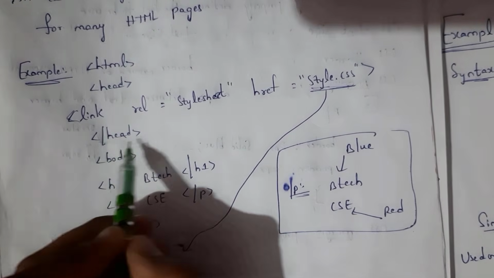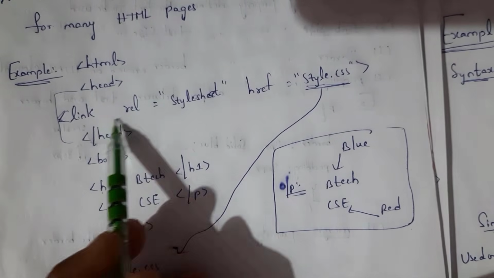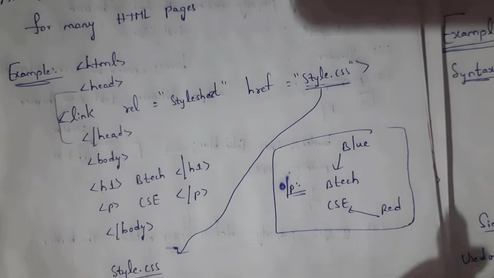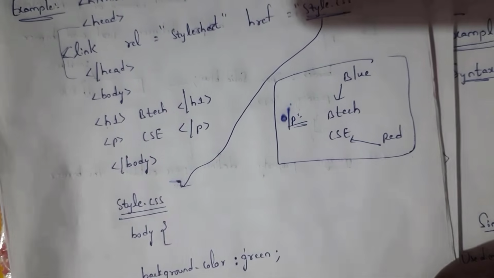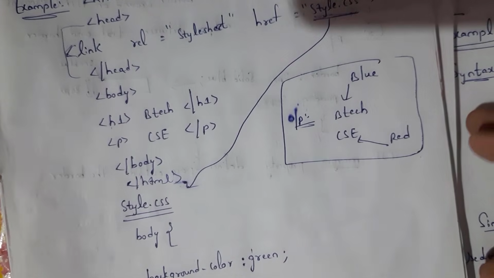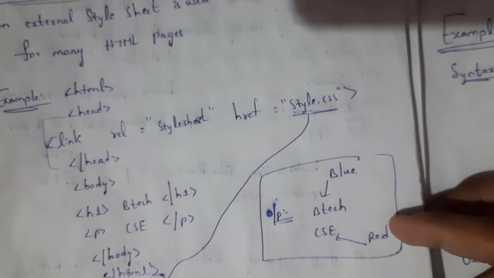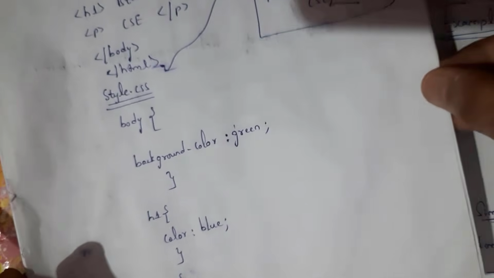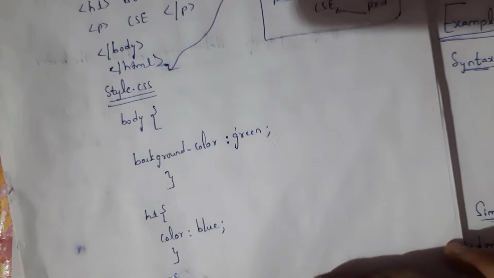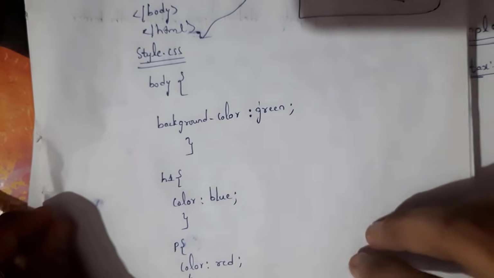I closed the head tag. Inside it, I wrote link. I opened the link tag, and I am going to write relation as style sheet and href, that is reference, as style.css. Similarly, I opened the body tag, and inside the body I wrote the heading as btech and the paragraph as CSC. For the style.css, we need a separate program, which I wrote here. For the body, I am going to give background color as green, for the heading color is blue, and for the paragraph color is red.